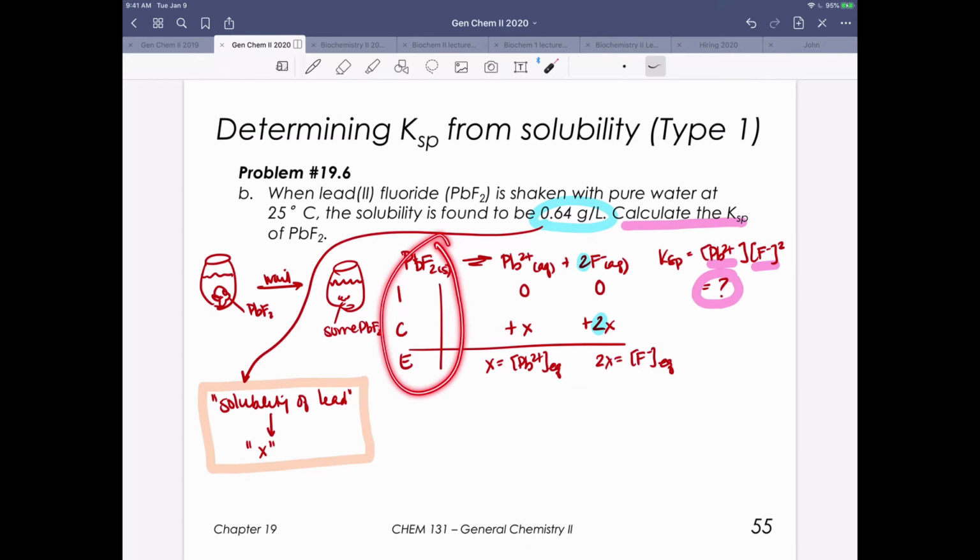So again, nothing is relevant with our solid in our equilibrium expression. We start out with no lead or fluoride from any other sources, and we're going to make X amount of lead and 2X amount of fluoride. Again, they tell us the solubility is found to be 0.64 grams per liter, so they're basically telling us what X is. So if you were stuck getting this problem started, now that you know a little bit more, try to finish it out.